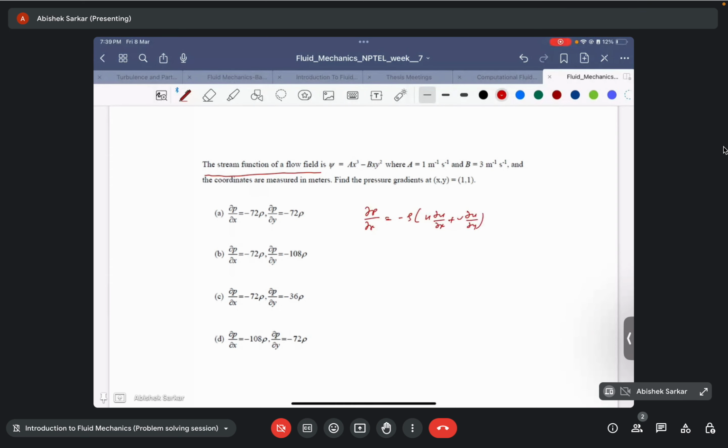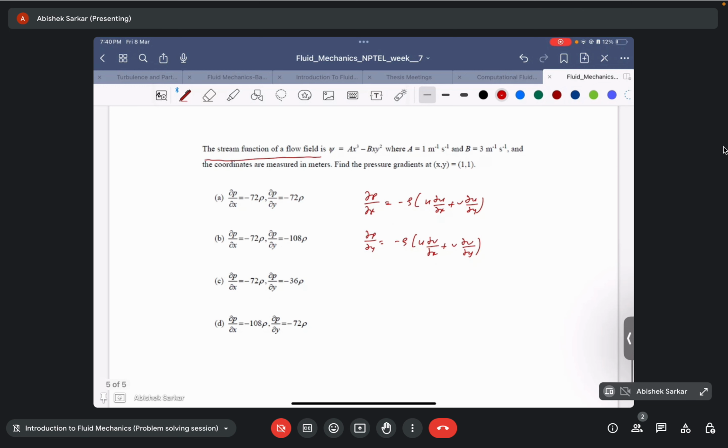Okay, then again ∂p/∂y would be equal to minus rho times u ∂v/∂x plus v ∂v/∂y. Okay, so let me leave these calculations for you as an exercise, for it to be very interesting. So what you need to do is, let me solve it here itself.